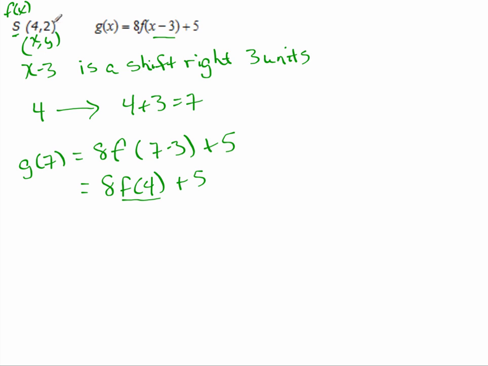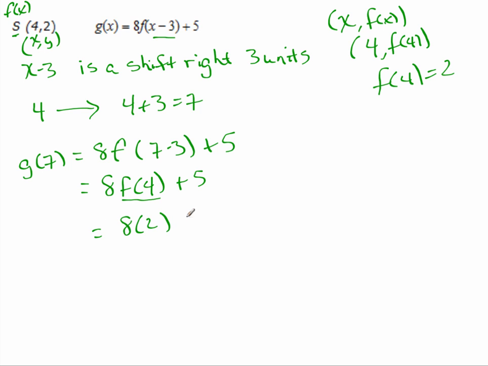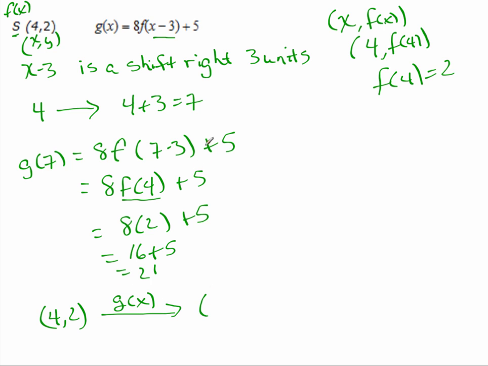Well, when I look at this notation, I can write this as x, f of x, or this point right here I can write as 4, f evaluated at 4. So f of 4 is 2. It's my y value. This is always going to be your y value. So this is 8 times 2 plus 5, which is 16 plus 5, which is 21. So the point 4, 2 under the transformation of g of x gives you 7, 21.